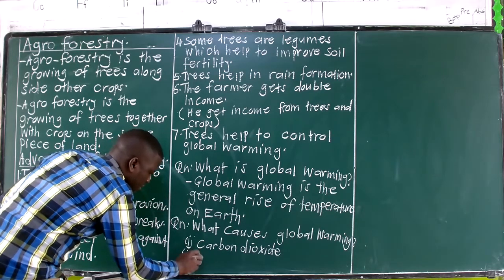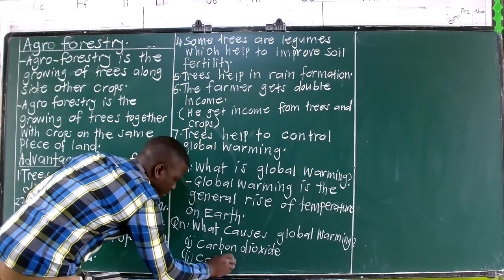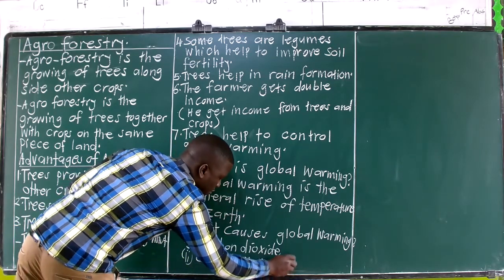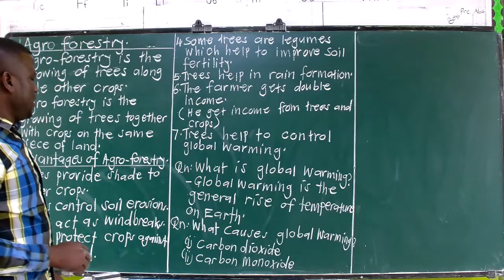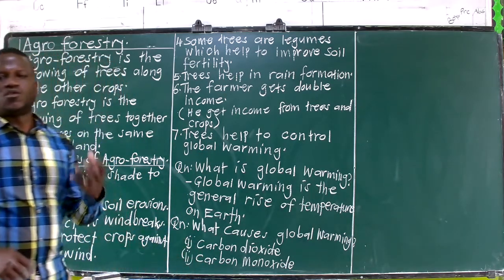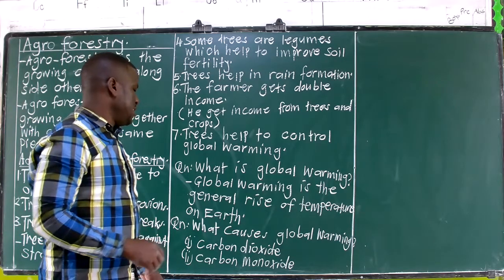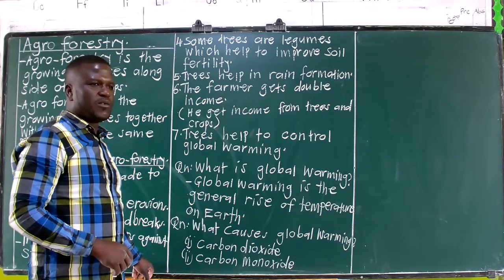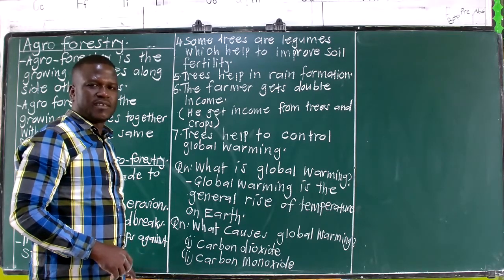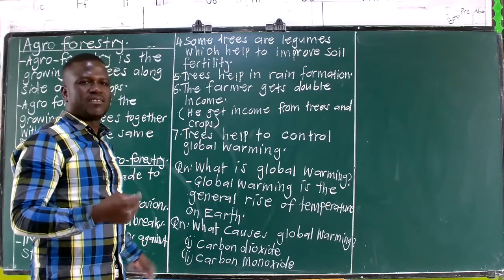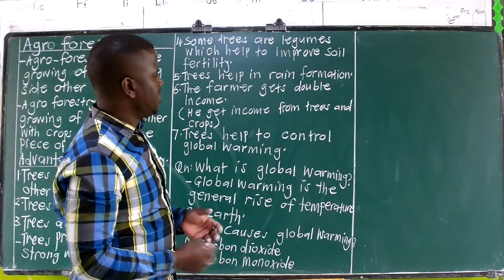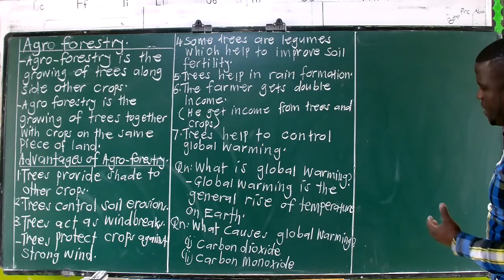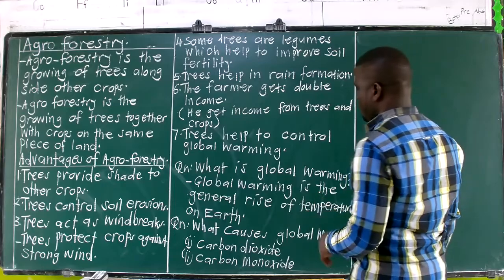Number two, carbon monoxide. Carbon monoxide is a poisonous gas. These gases destroy the ozone layer. It depletes the ozone layer, makes holes in the ozone layer, and the Earth is able to receive direct rays from the sun, which makes temperatures on Earth rise, and in the end we shall have what we call global warming.